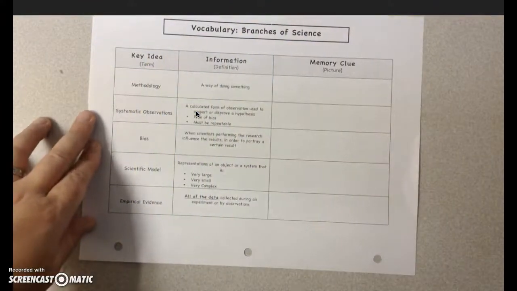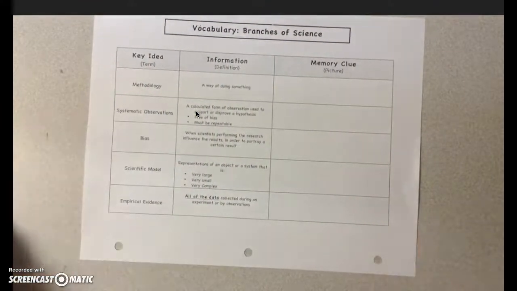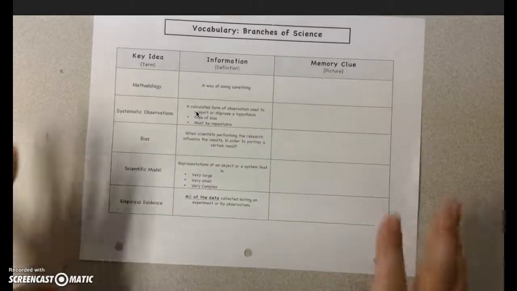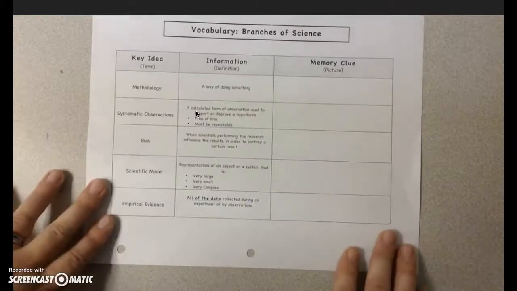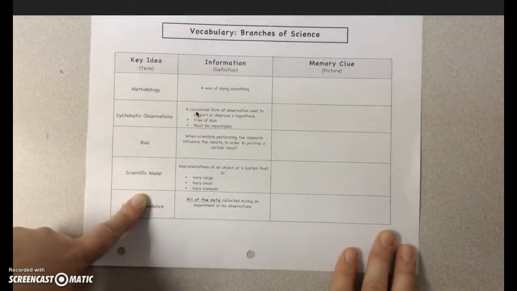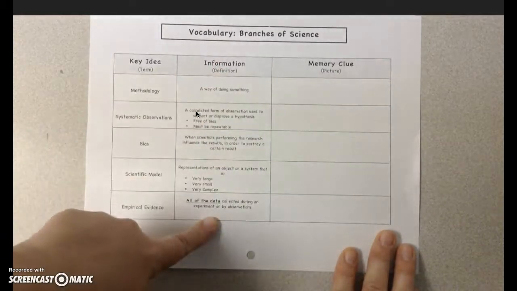Alright. So instead of you writing down the vocabulary words on notebook paper, I'm going to give you a chart for each vocabulary list that we have. It'll be set up the same way. Just like this, on the far left side, you're going to have your key idea or your term. The middle column is going to be the information or the definition of the term.